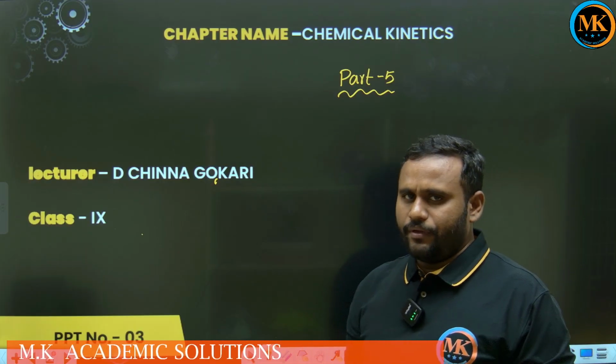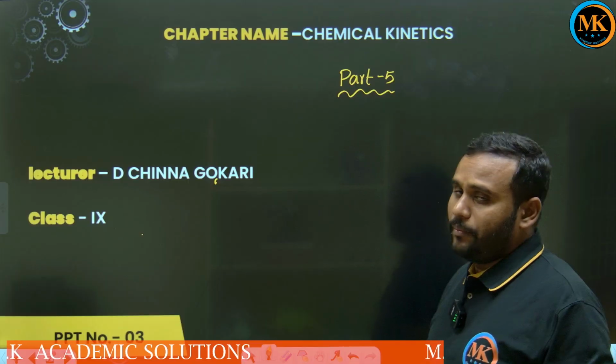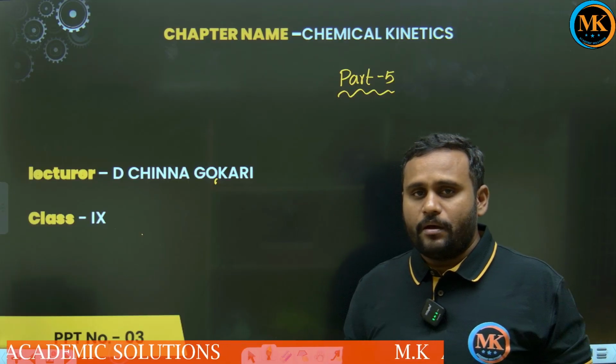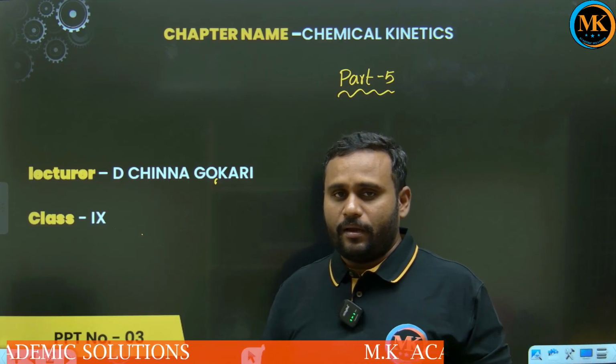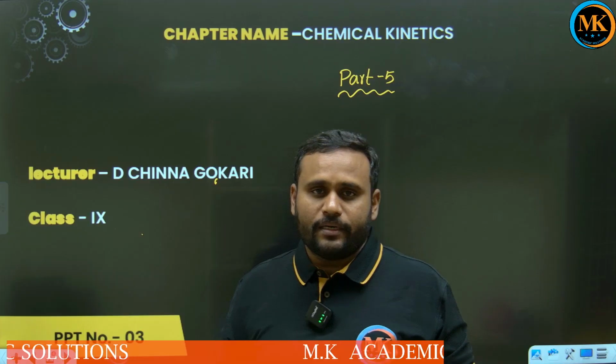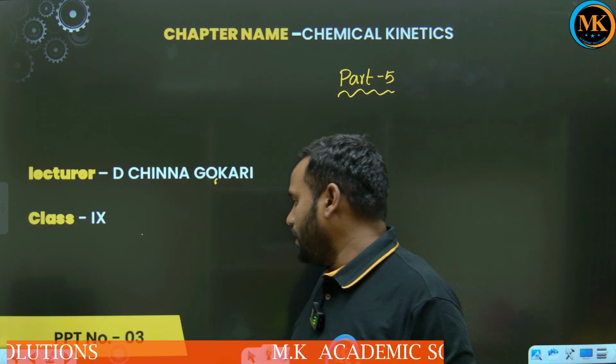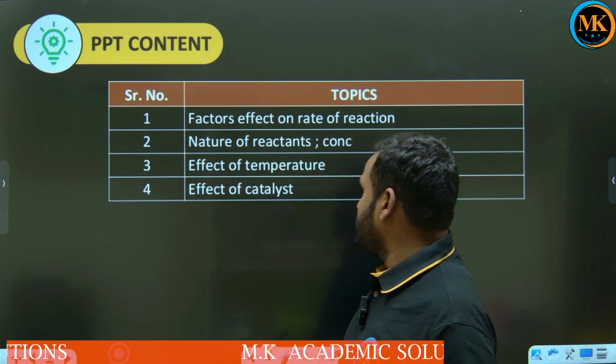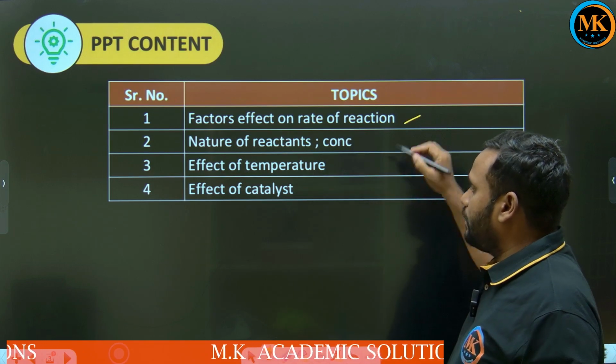So in this video we are going to discuss the chemical kinetics chapter. This is part 5 of chemical kinetics. In this video we are going to discuss the factors that affect the rate of reaction.